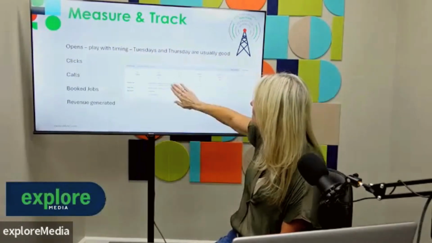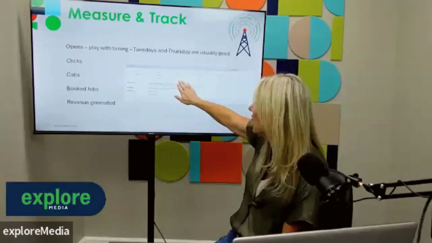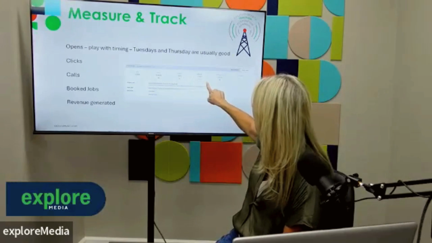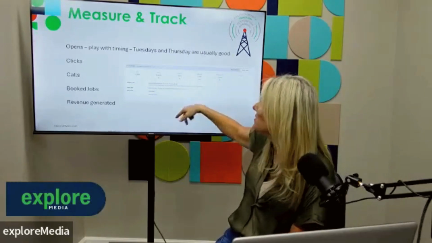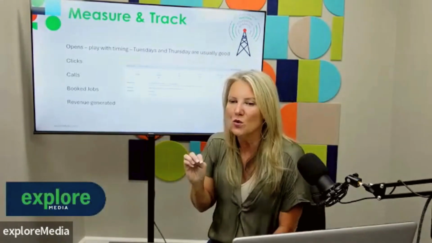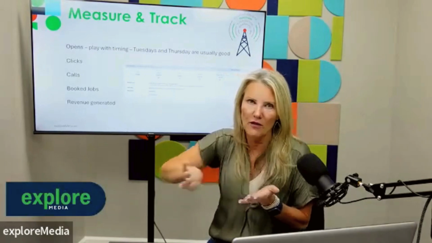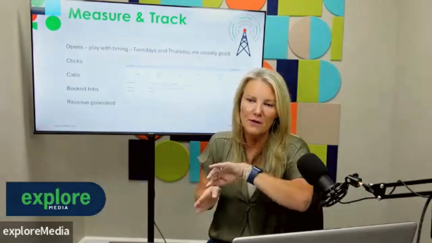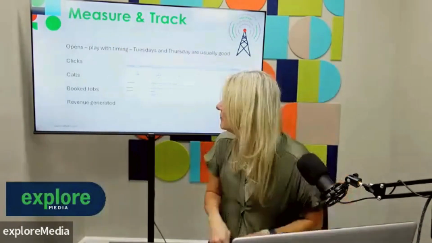It tells you how many times it was clicked. In this case, it was only clicked 30 times. It tells you if there were some bounces, so there's some cleanup that we need to do on that. And then people that have unsubscribed. You do want to make sure that you set it up so that they're not unsubscribing from other emails that you might send as far as reminders. This needs to be a separate unsubscribe.